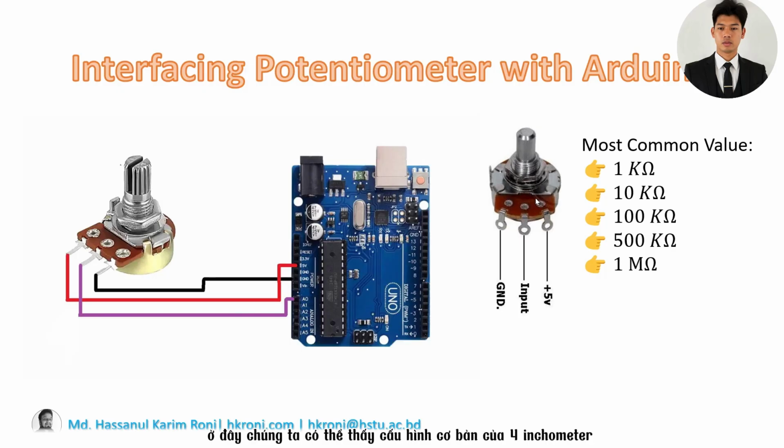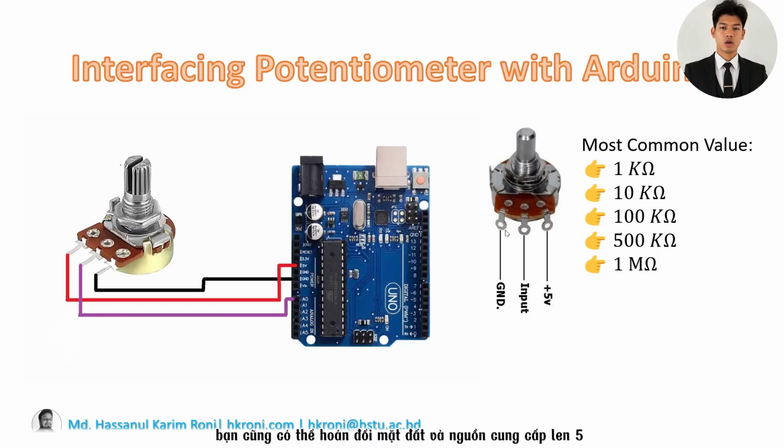Here we can see a basic configuration of a potentiometer. Our potentiometer has 3 pins. We can use the first pin as ground, then we supply power into the third pin and take the middle pin, that is the second pin, always as the variable output. So in this manner we can use this potentiometer.